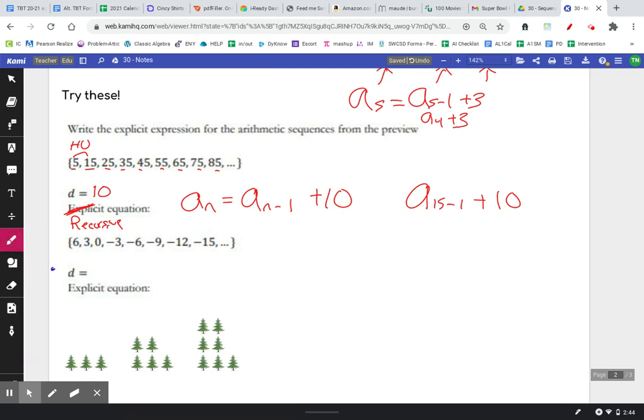Okay, we see 6 to 3 to 0 to negative 3. You should recognize these from the beginning of our notes. I can tell that the difference is minus 3. It's getting smaller by 3.